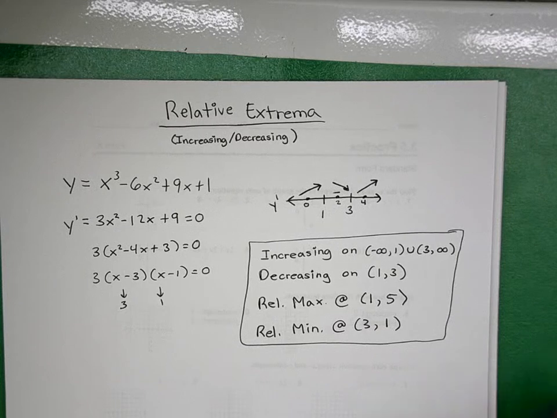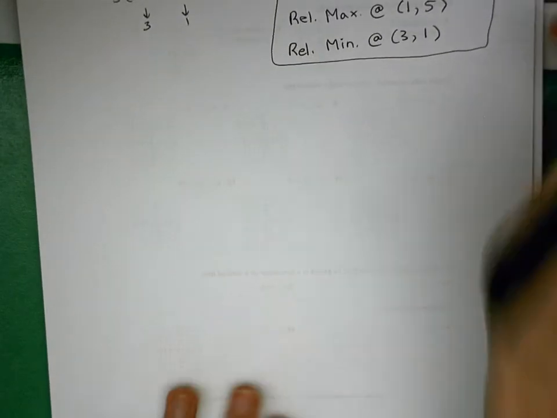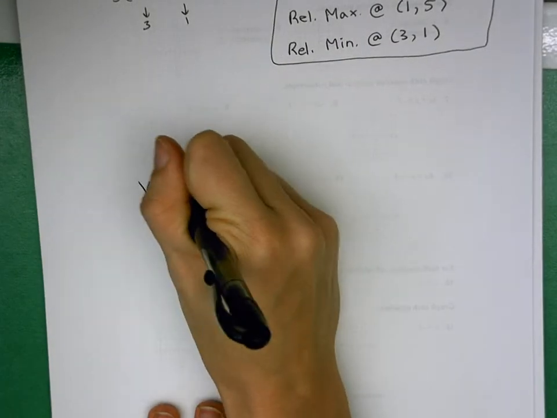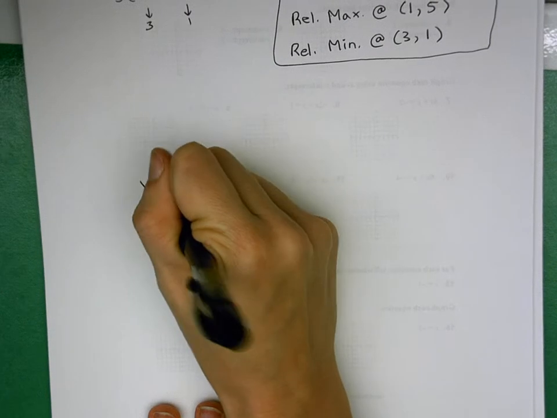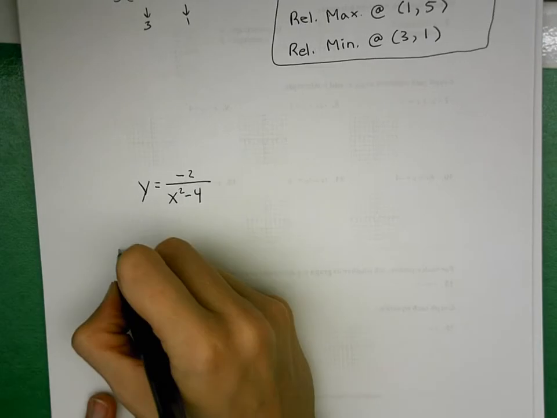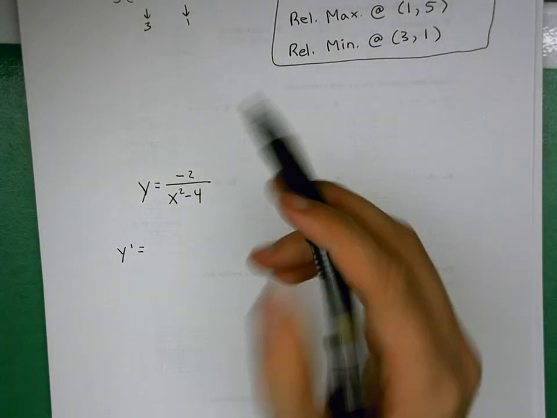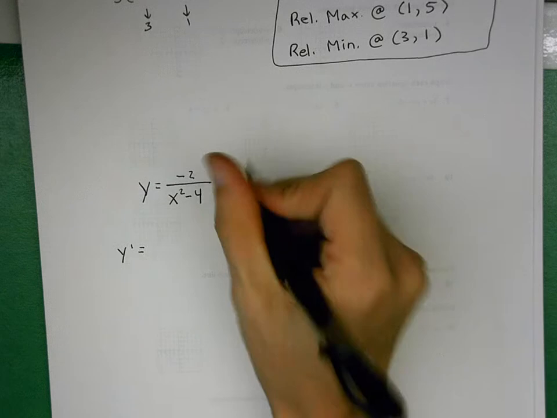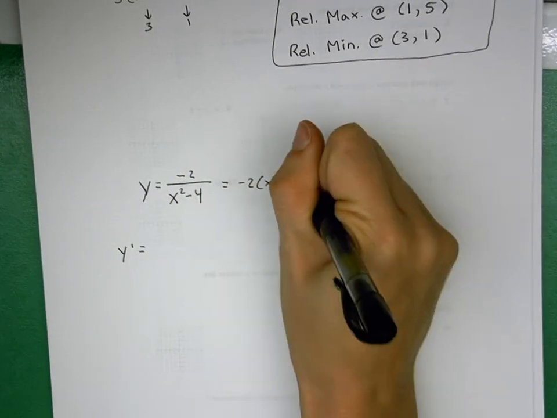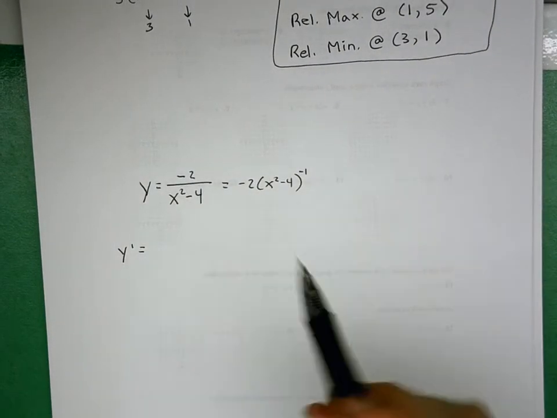Okay, we'll do a couple more here. What if my function was y equals negative 2 over x squared minus 4? Okay, well, same thing. Let's start with our critical numbers. You could do quotient rule here. You also could rewrite this denominator as (x squared minus 4) to the negative 1. And then you'd have a chain rule, power rule piece here.